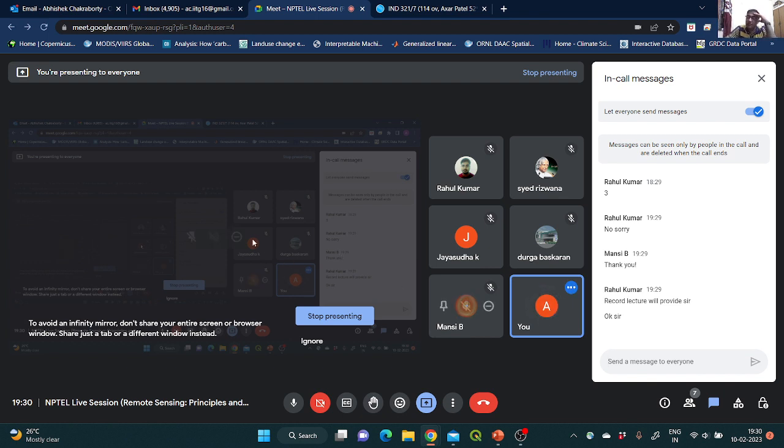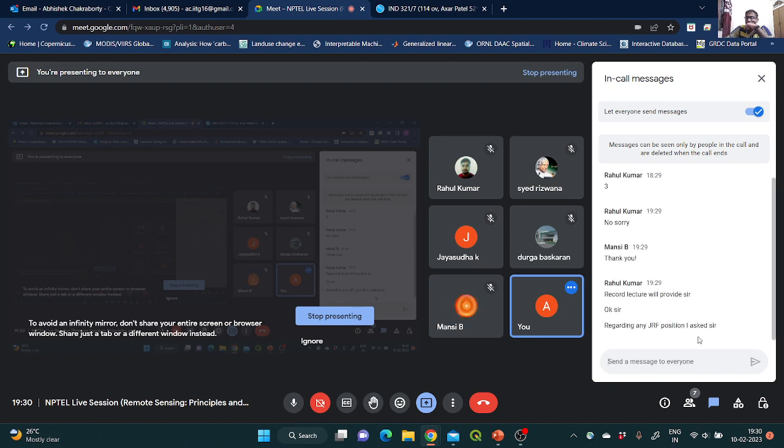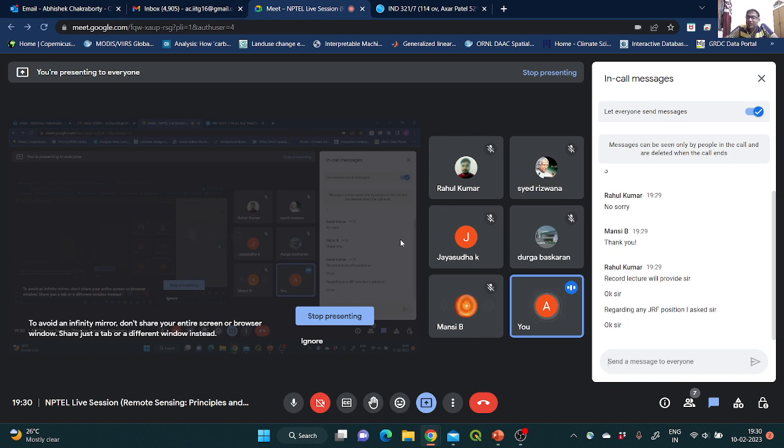Anything else? Regarding any JRF position, I asked, sir. Okay, keep checking the vacancies in that case. On the website itself, they are quite transparent, so you can keep checking the vacancies on the websites, and you will get to know about that. Anything else? I mean, from the course or anything else?